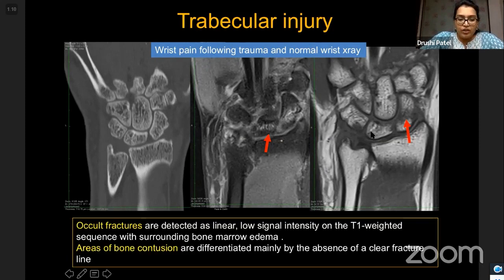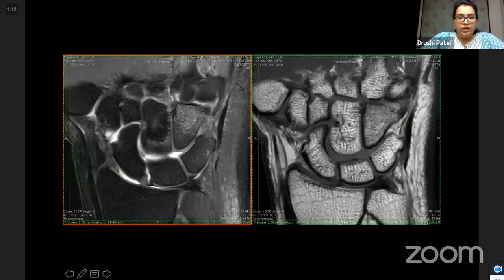So occult fractures, which are not seen on radiographs or may even be missed on CT, are seen as linear low signal intensity on T1 weighted images with surrounding marrow edema on T2 weighted images. Whereas with bone contusions or trabecular injuries, you may not see that dark T1 line, but there may be just marrow edema. Like you see in this other case, where there is marrow edema involving the hamate bone.